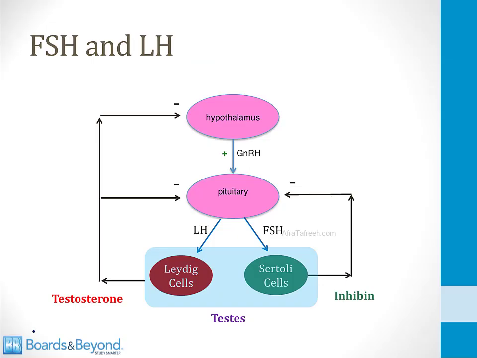Here's a slide from our endocrinology video on male reproductive hormones, just to remind you that in the testes you can find Leydig cells and Sertoli cells, and they make testosterone and inhibin, which feed back negatively on the pituitary gland. So in Klinefelter syndrome, when you have lower levels of testosterone and lower levels of inhibin because the testes are underactive, this leads to loss of negative feedback, and thus the levels of LH and FSH can rise.